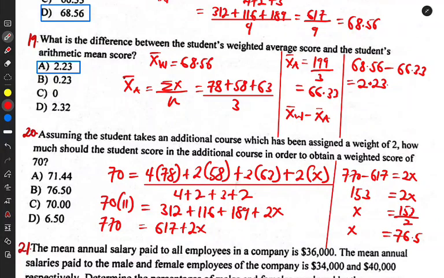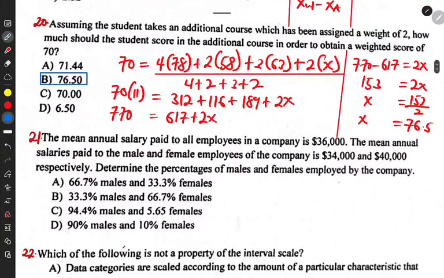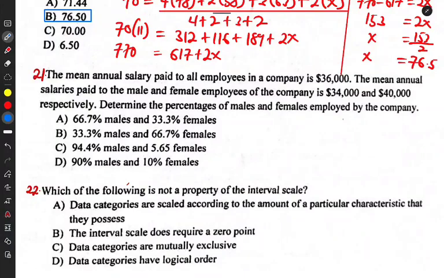So that means the student needs to have a score of 76.5 in order to get an average of 70 together with the existing course. 76.5. So the correct answer here is supposed to be option B. 76.5. So let's take note of that. So that's for question number 21 there. So question 21.